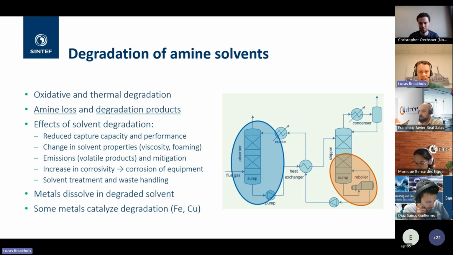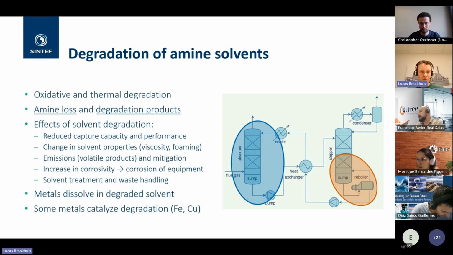In addition, some of these degradation products can be volatile. You can think of ammonia for most of the amine solvents. And this will lead to an increase of emissions and might need mitigation to meet standard requirements. Some of these degradation products have also been shown to increase the corrosivity of the solvent, so they can lead to corrosion of equipment. And in some cases, solvent treatment is necessary to remove some of these degradation products and to reactivate the amine. And this solvent treatment comes at a cost.